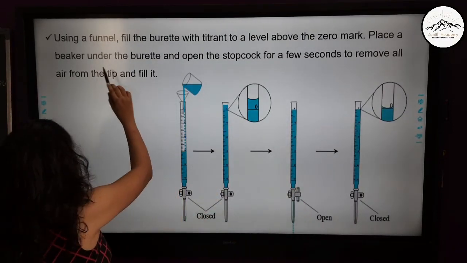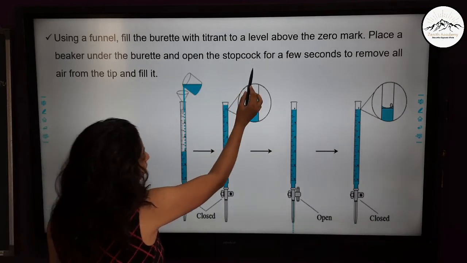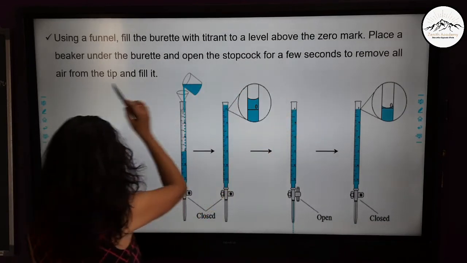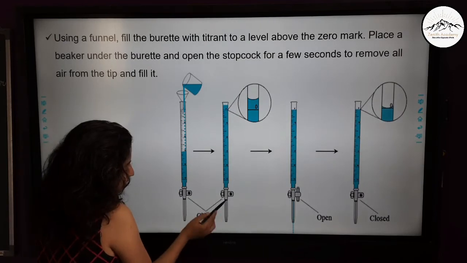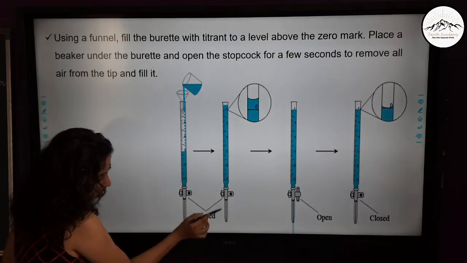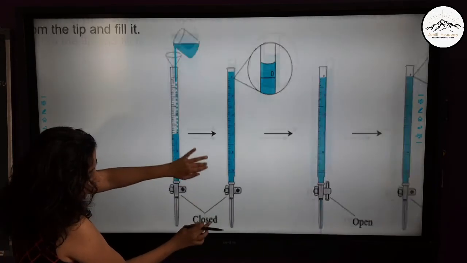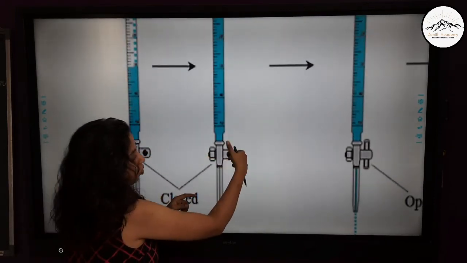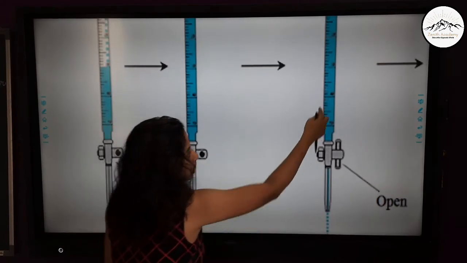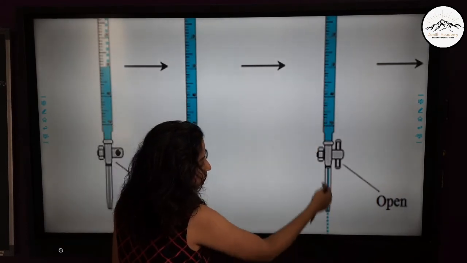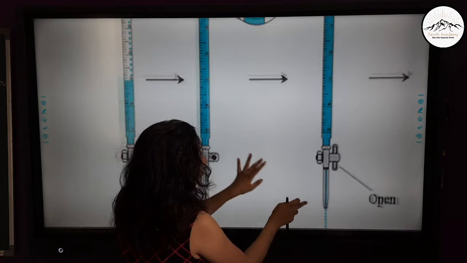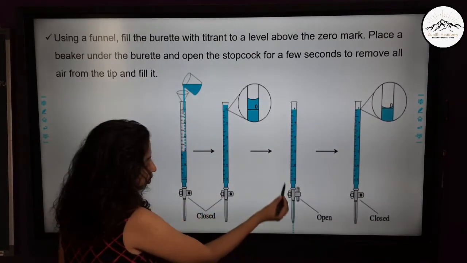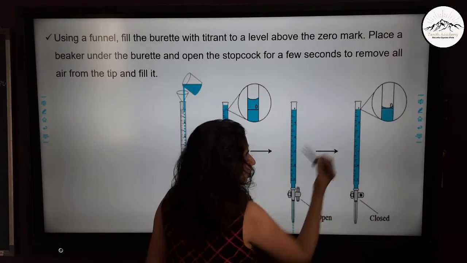Now we will place a beaker below it and open this tap. Place a beaker under the burette and open the stopcock for a few seconds to remove air from the tap and fill it. You can see there is air inside this part. So you will open the stopcock so that the air gap is removed. Now you will release it until it reaches the 0 mark.